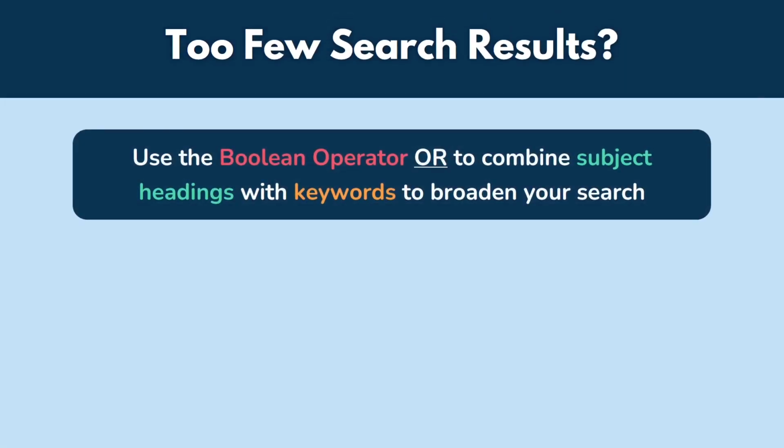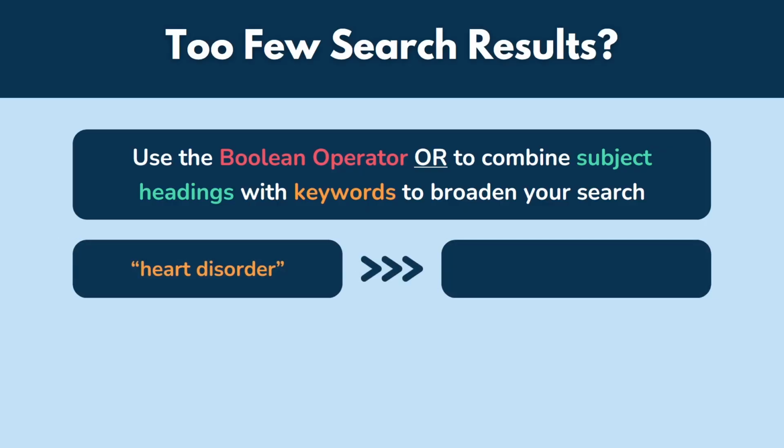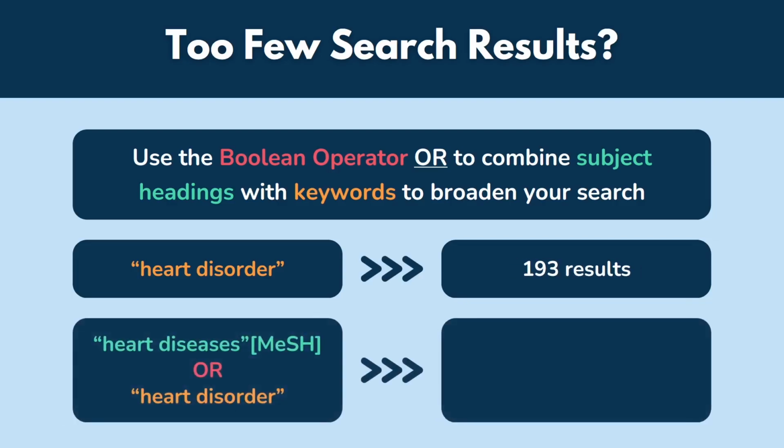Now let's say you aren't getting enough search results. To alleviate this, combine your subject headings and keywords using the Boolean operator OR. To remember this, think of the saying OR equals more. For example, when only searching the keyword heart disorder, PubMed retrieves less than 200 results. When using the Boolean operator OR to combine heart disorder with the subject heading of heart disease, PubMed retrieves well over 1.3 million results. Now that's a bit too much, but it's better than where we were originally.